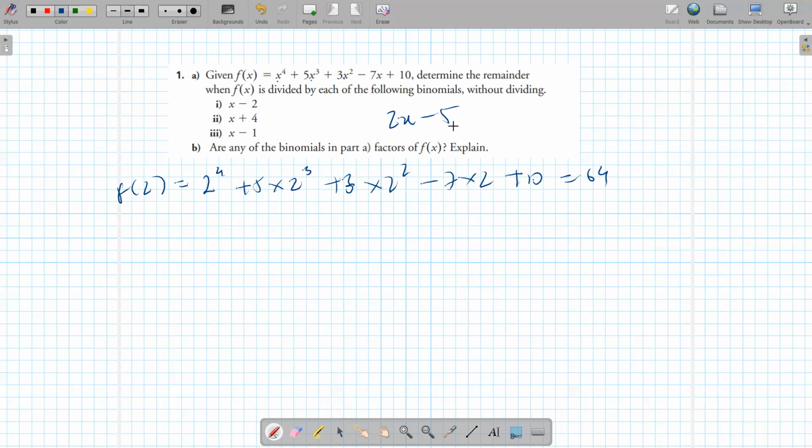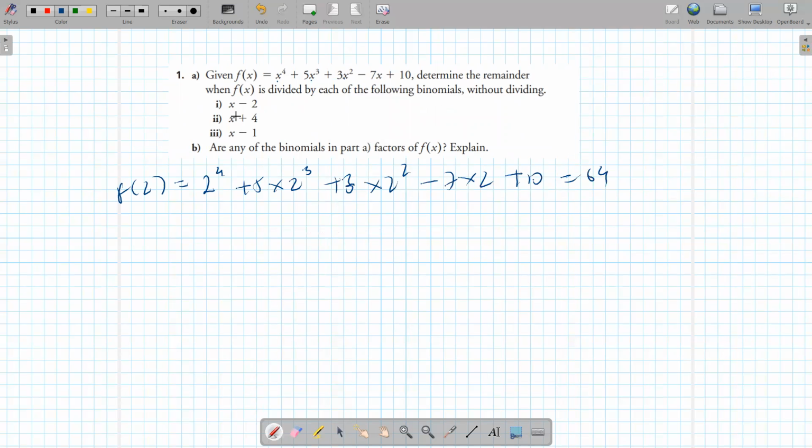Again, k value just means the x-intercept. Negative 5 over 2? Positive 5 over 2. Oh, okay. Because you have to set this equal to 0, right? And then you'll get 5 over 2. So this is the fastest way of doing this, right?